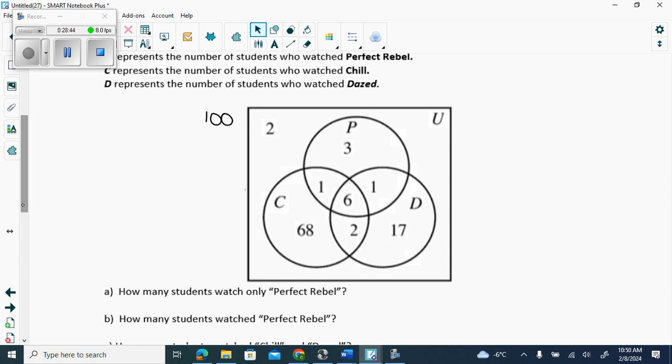They should add up to 100. We have 100 students. So let's check. 68, 70, 76, 77, 78, 81, 90, 91, 98, 100. Right? So I added them all up. They worked out to 100. Hopefully they should work out to 100. Give it to you. Yep.